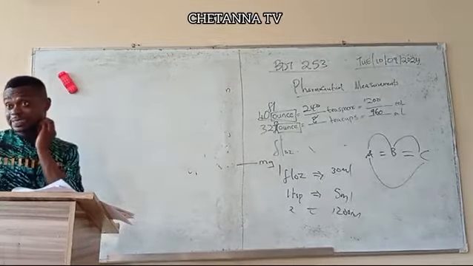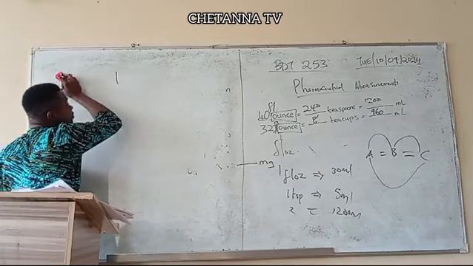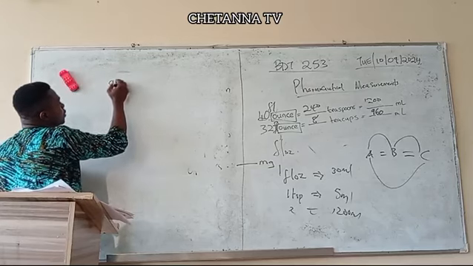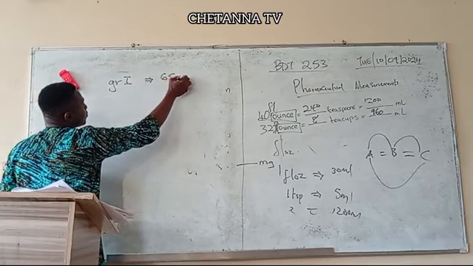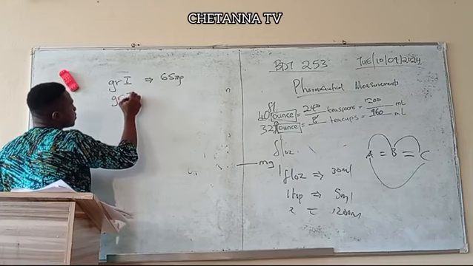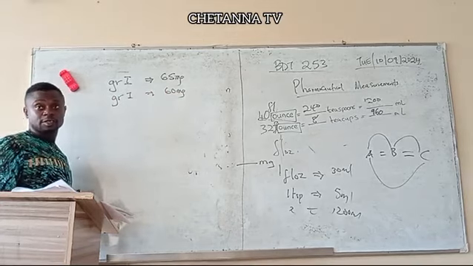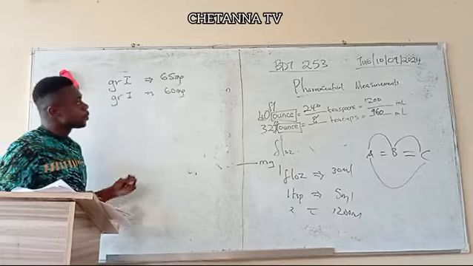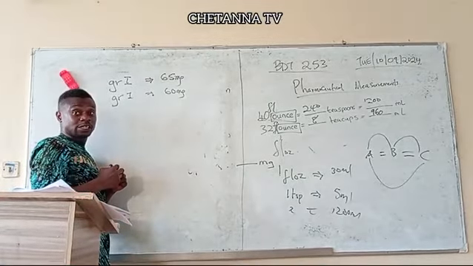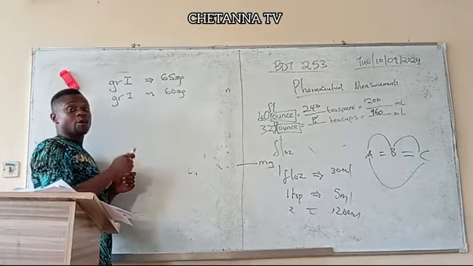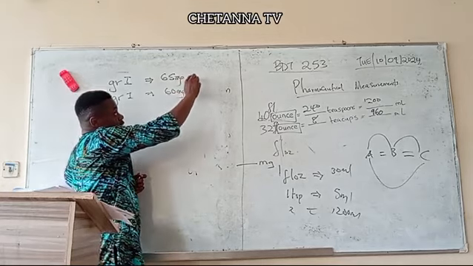But some texts use 1 grain is 65 milligram. Some use 1 grain is 60 milligram. Are we together? If I give you any question, I'll always indicate which one to use. But if I don't indicate, use this one.